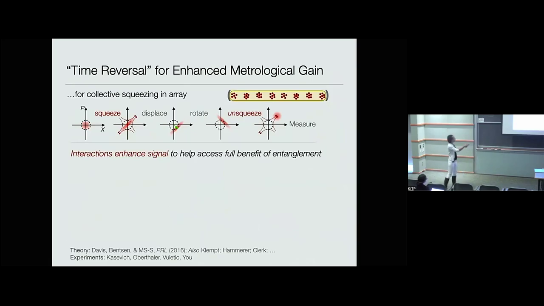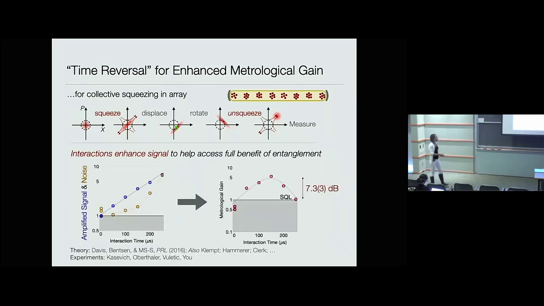So the sequence looks something like this. If you're trying to detect some small perturbation, that's shown by this arrow in green, you first prepare your squeezed state that should be sensitive to that, you displace it, and then we want to kind of undo the squeezing and actually amplify our signal. So we can do that by doing a pi by 2 rotation, so swap the squeeze and the anti-squeeze quadratures, and now repeat the cavity-mediated interactions to actually amplify our signal, and now the noise we need to detect is also just the noise at the initial unentangled state. And that allows us to, in this case, extract about 7 dB of metrological gain.